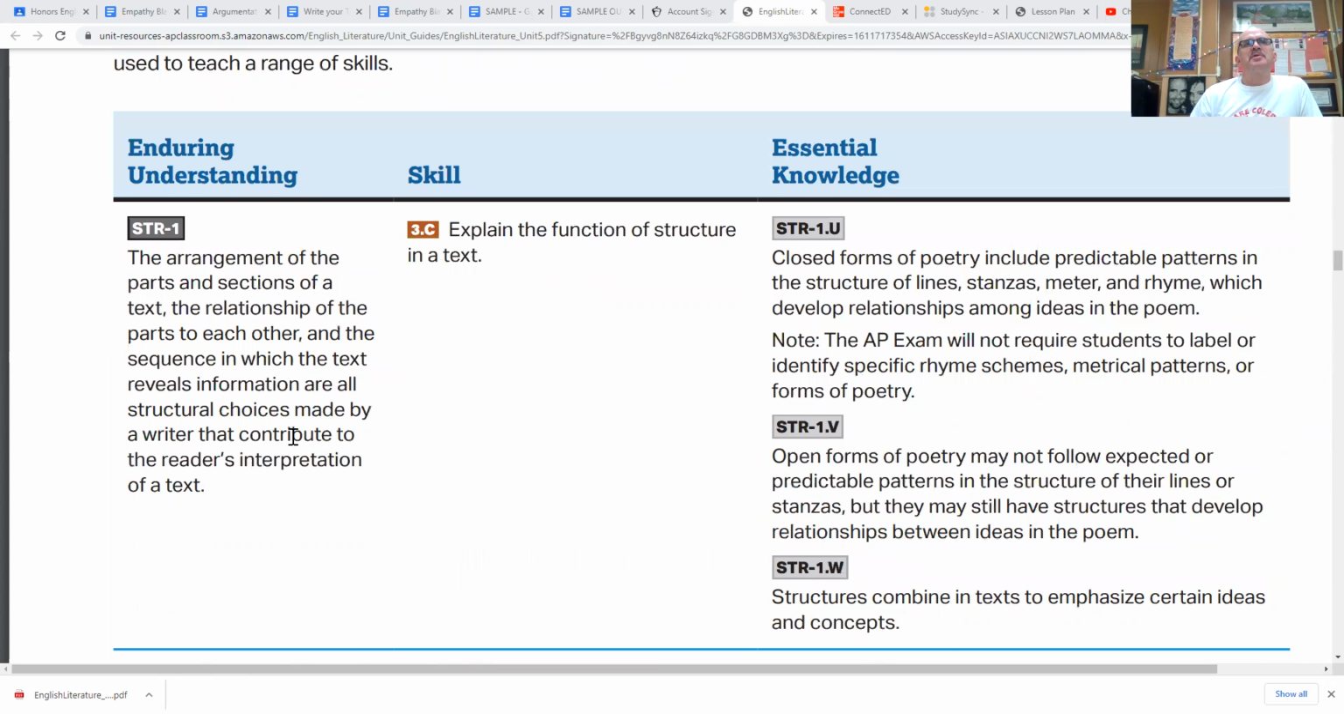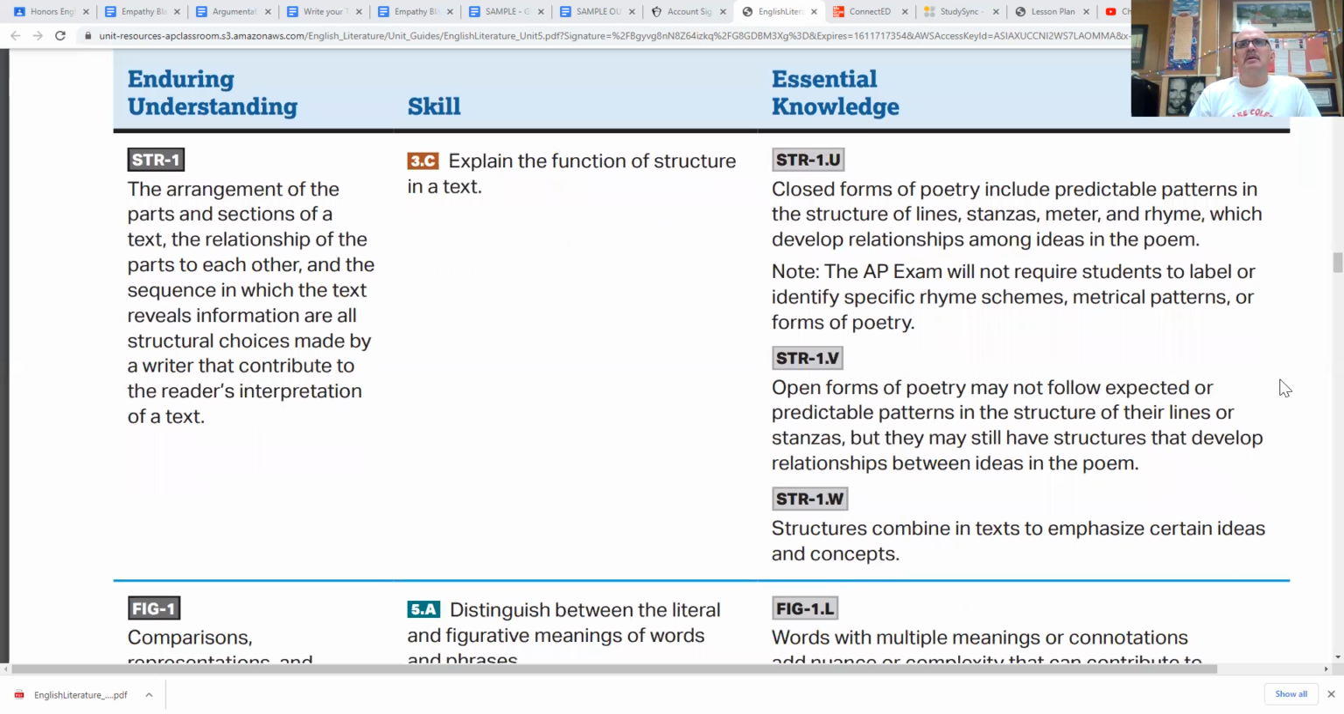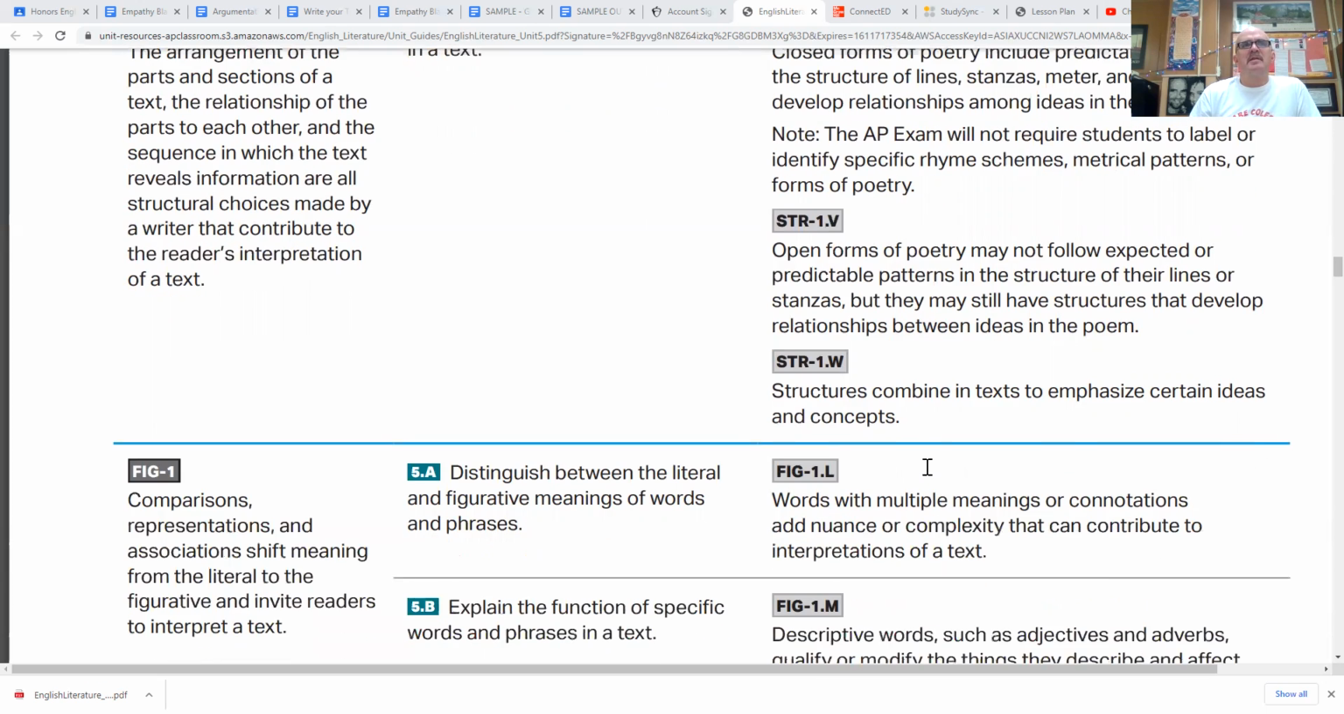The plot and structure things we're going to look at are explaining the function of structure in a text. We've looked at this before, mainly the difference between what we call closed forms of poetry and open forms of poetry. In other words, those that have a lot of definition and structure to them and those that have less or none. And although you don't need to be able to technically label a lot of things, you do want to understand how they affect how poems work, okay? So structures combine in text to emphasize certain ideas and concepts.